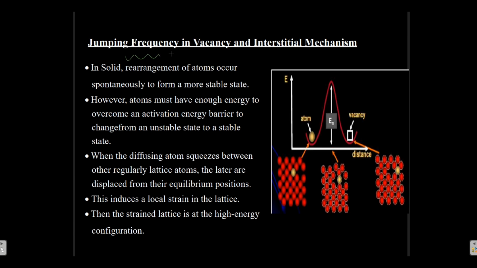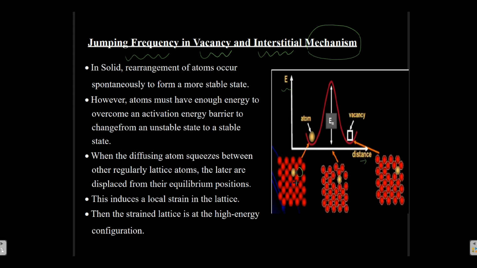Now we need to understand the jumping frequency in vacancy and interstitial mechanisms of diffusion. I have already explained vacancy and interstitial mechanisms in diffusion in my previous videos. Here you can see a potential energy diagram, an energy profile diagram. On the y-axis there is energy, on the x-axis there is distance. Here an atom is at the equilibrium position. Now if you see properly, this is a vacant site. So an atom has a neighboring, adjacent vacant site over here.